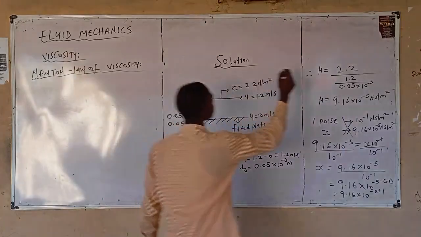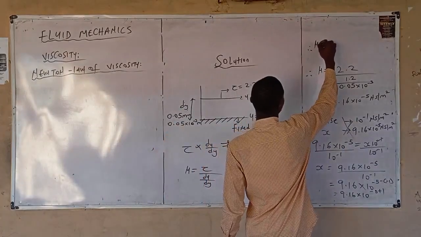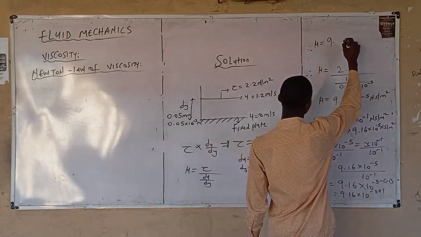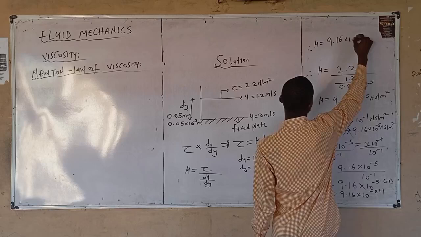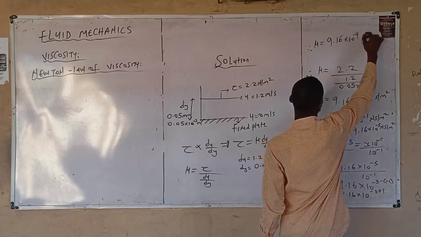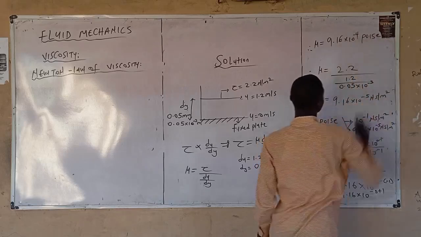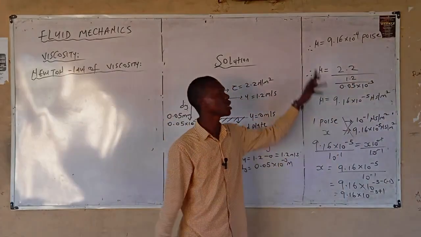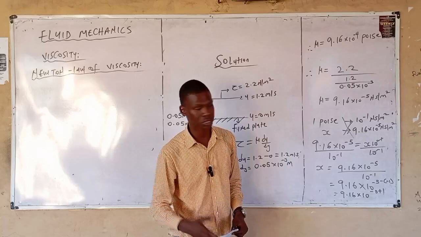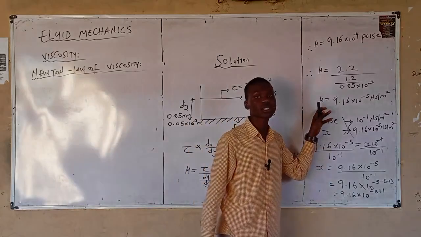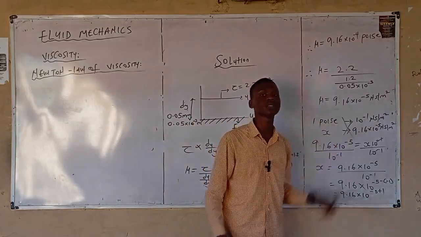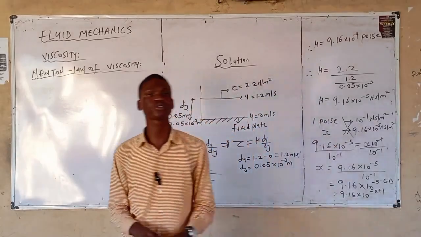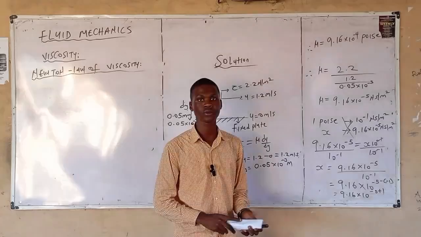So therefore, your dynamic viscosity is equal to 9.16 times 10 raised to the power of minus 4 poise. So this is the answer for dynamic viscosity in poise, whereas this is the answer for dynamic viscosity in Newton seconds per meter squared. So this comes to the end of this video.